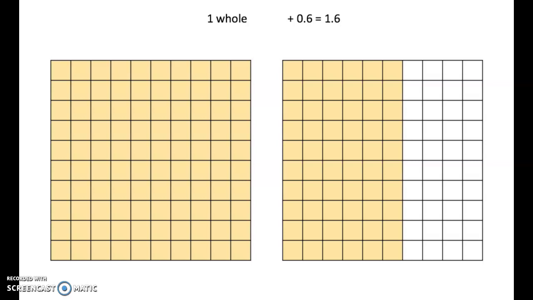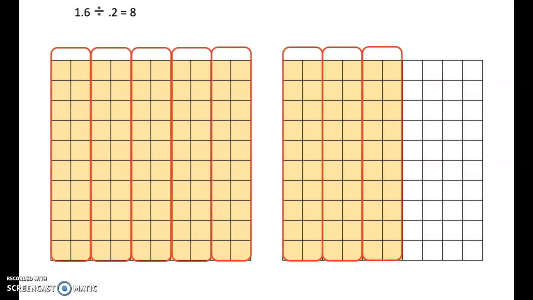Where it starts getting a little trickier is when you have decimals in your divisor. Your divisor is the number that sits outside of the division symbol and is the second number in your division problem. So instead of saying 1.6 divided by 0.2, you can think of how many of your divisors fit inside of your dividend, your larger chunk. So how many 0.2s fit inside of 1.6?